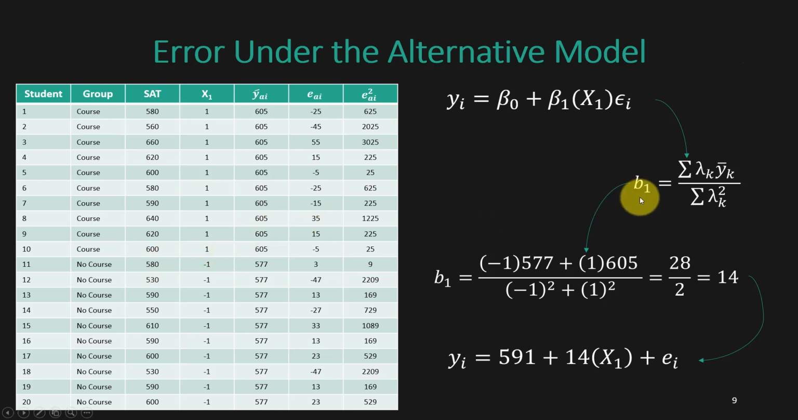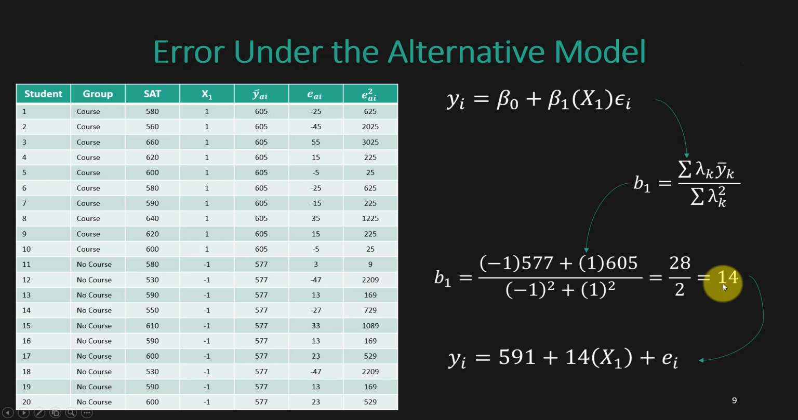So the easiest way to achieve that and to get a slope that will do that math for us is to take the sum of each contrast code times the mean of y and then divide by the sum of the squares of the contrast codes. So in this case, I can calculate the mean for the no course group, and it's 577. I'll multiply that by the code for the no course group, which is -1. And then I'll add to that the mean of the course group, which was 605, multiplied by the code for the course group, which was 1. And then I'll divide that by -1 squared plus 1 squared, which leaves me with 28 over 2, or 14.